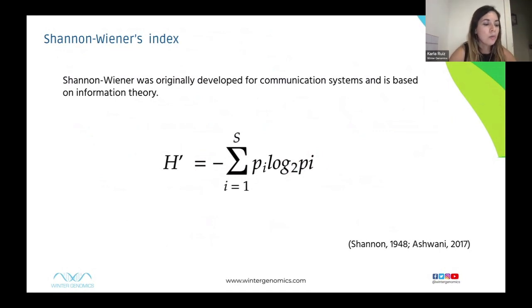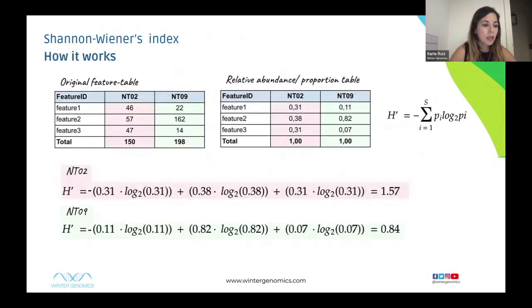This Shannon-Wiener index was initially developed for communication systems, and it's based on information theory. In microbial ecology, it is used to calculate the alpha diversity through the richness. The Shannon index is equal to minus the sum of the species proportion multiplied by the logarithm base 2 of that proportion. So how does it work? How do we get this Shannon index in the microbiome project?